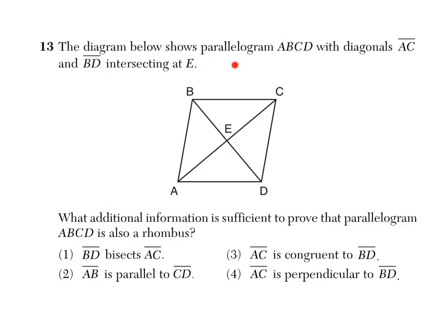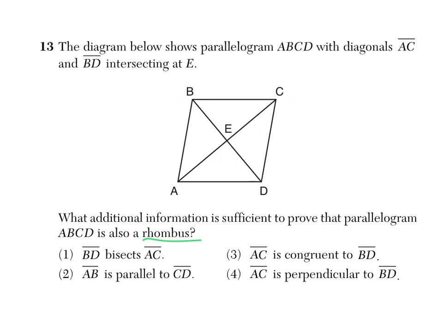Question number 13. The diagram below shows parallelogram ABCD with diagonals AC and BD intersecting at E. What additional information is sufficient to prove that parallelogram ABCD is also a rhombus? All right. Well, is it that BD bisects AC? Nope. AB is parallel to CD? No, not necessarily. AC is congruent to BD? Definitely not. But AC is perpendicular to BD?